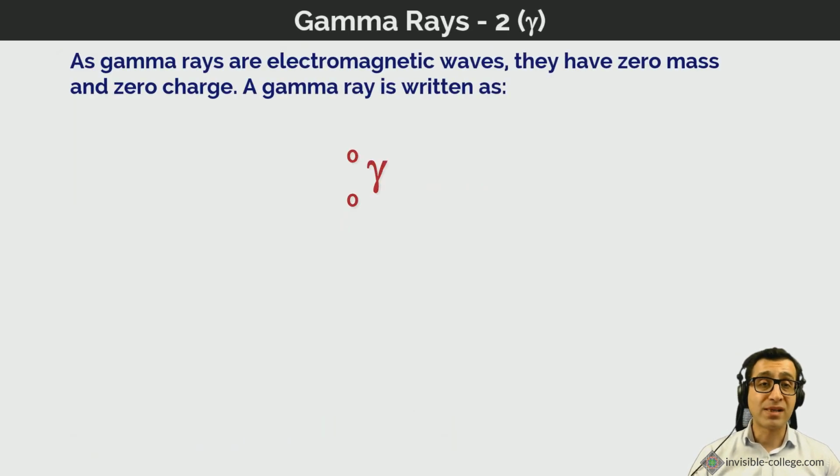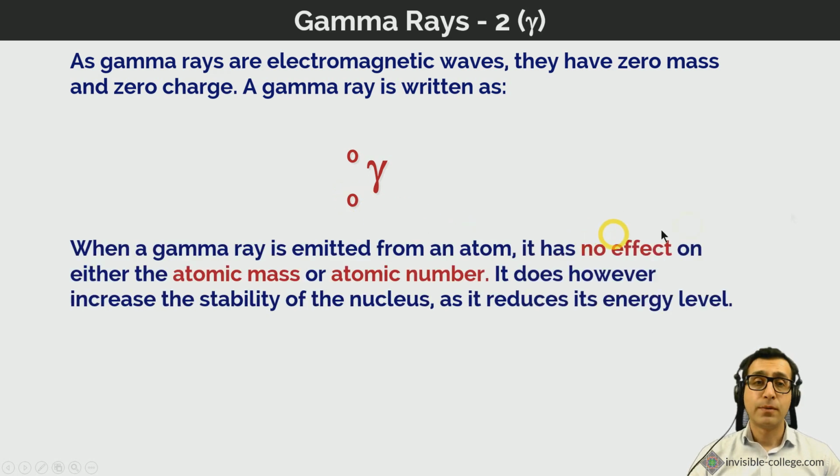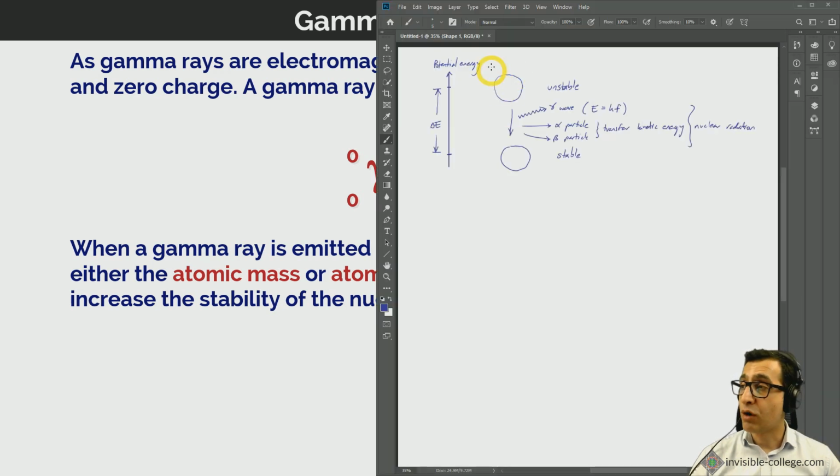Now, because gamma rays are electromagnetic waves, they have zero mass and also zero charge. And so a gamma ray in a nuclear decay equation is often written like this. We have the Greek symbol gamma, and we have zero mass number and zero charge, and therefore this is equivalent to no protons. So when a gamma ray is emitted from an atom, it doesn't have any effect on either the mass number or the atomic number, but it does increase the stability of the nucleus because it reduces the energy level of that nucleus.